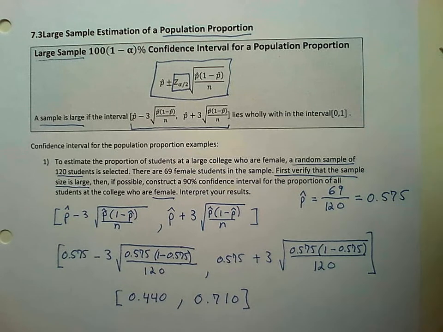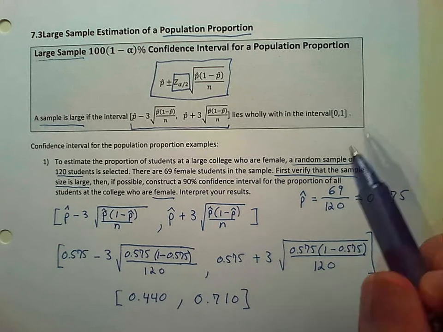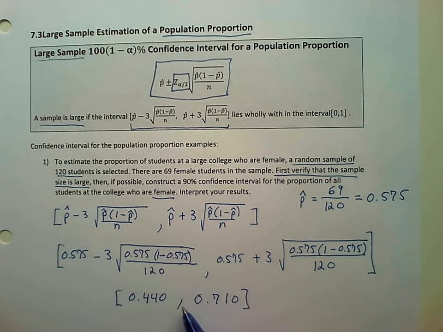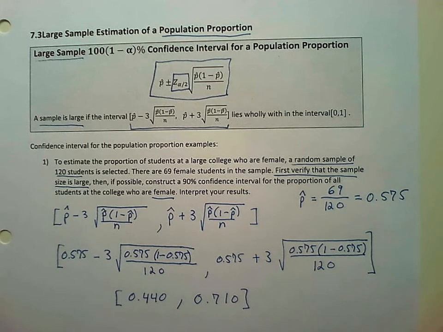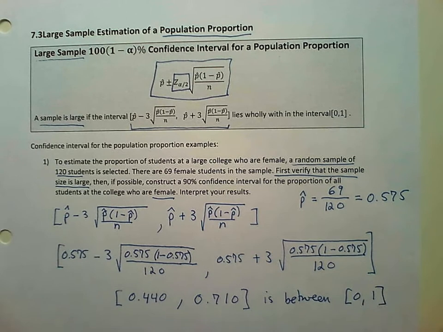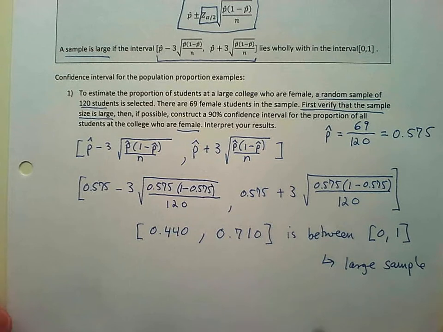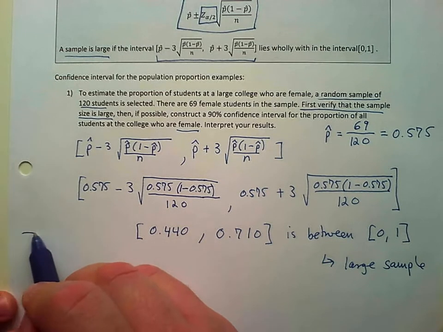In order for our sample size to be large, this interval, the one that we just calculated out, has to be completely between 0 and 1. And is it completely between 0 and 1? The answer is yes. This is between 0 and 1, and therefore this is a large sample. So let me talk a little bit, just to make sure that we're all on the same page, of why this is between 0 and 1.